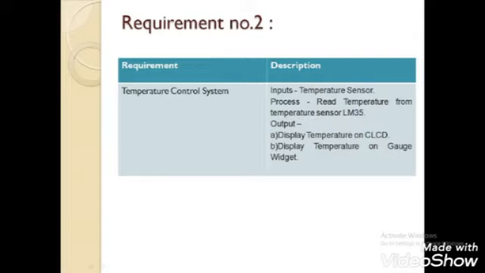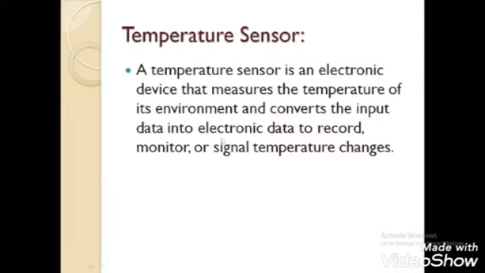So the next requirement is the temperature control system. The input is a temperature sensor. The process is to read the temperature from the temperature sensor LM35. We have to output: display the temperature on the CLCD, and display the temperature on a gauge widget, that is on the Blynk IoT app.